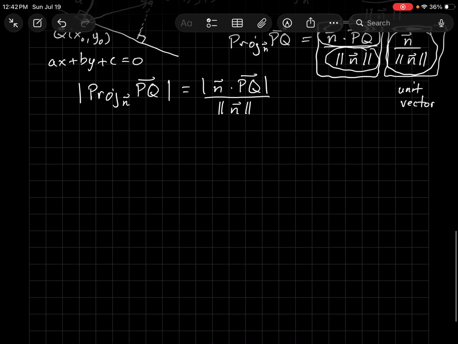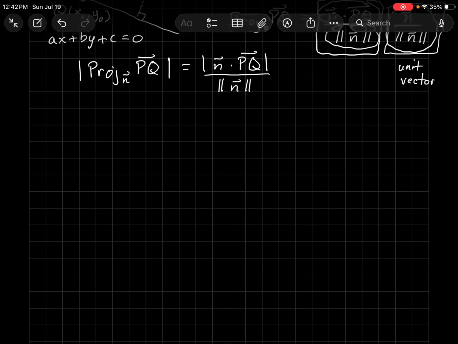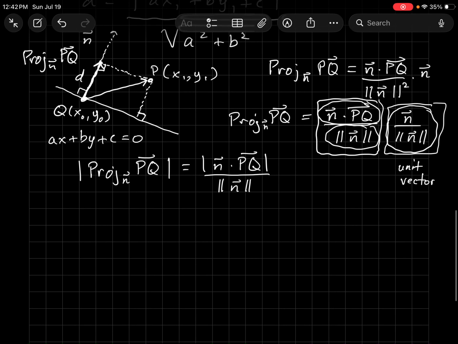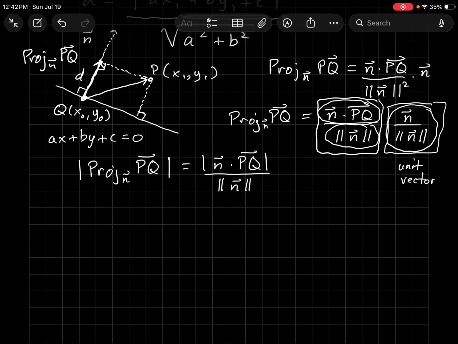So let's do the dot product over here. Actually, let's get a little bit more information. I'll rewrite it so we can see it. PQ is going to be the vector x1 minus x naught, comma, y1 minus y naught. And then as we saw in the first part, a normal vector can be given by a b, where this is the a and this is the b, which are both found in the line.